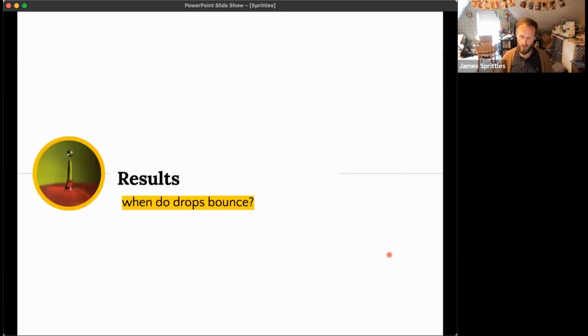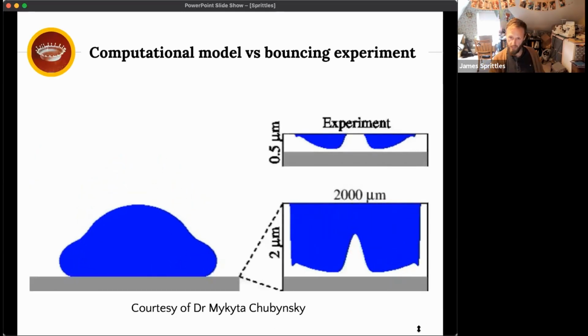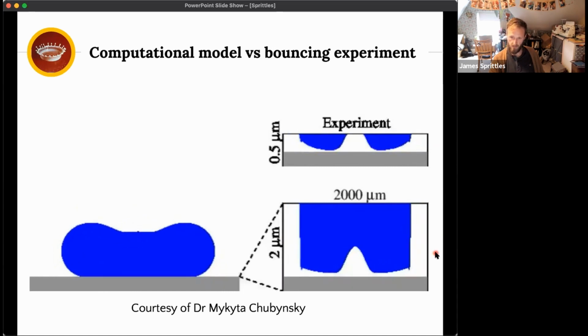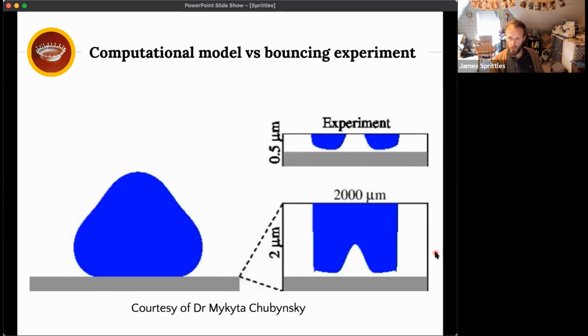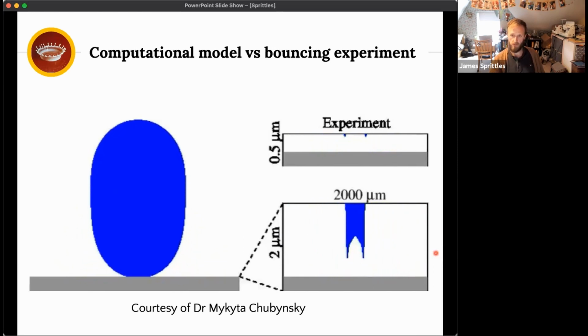So what about drops bouncing? What about the new stuff for drop impact on solids? This is our simulation compared to experiment, which is just the film, and a close-up of our simulation here. You can see that qualitatively things certainly look right, and this is a case where the drop rebounds off the solid.